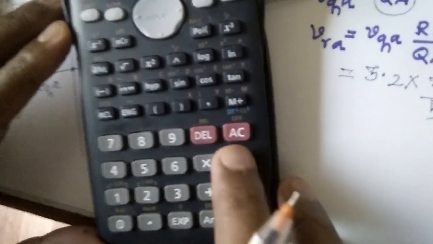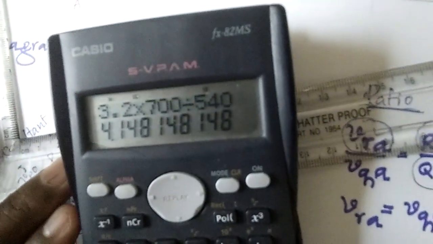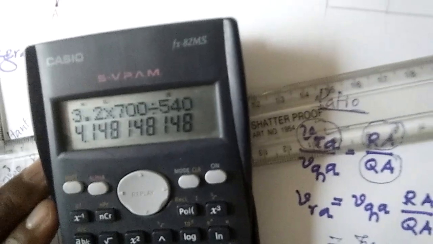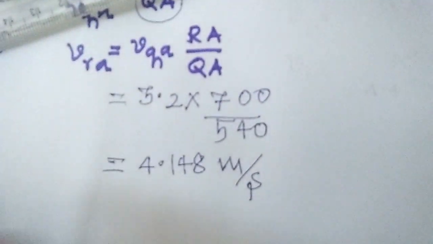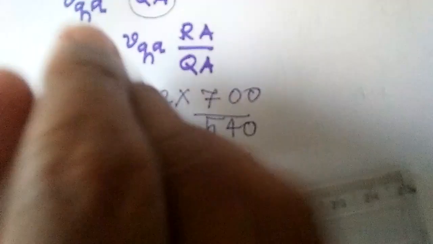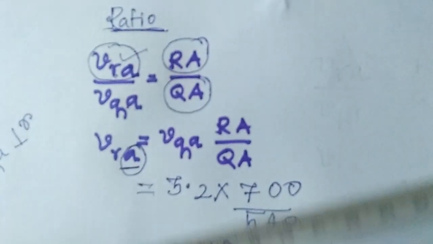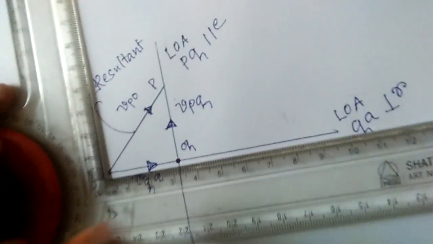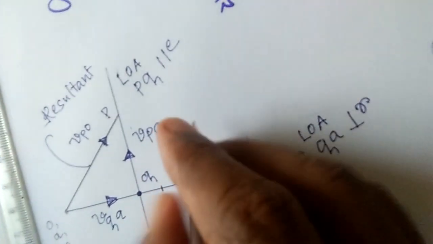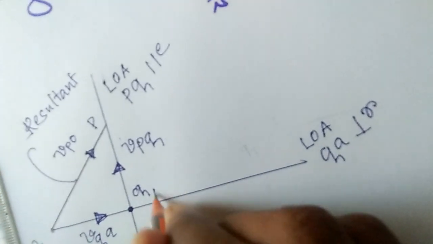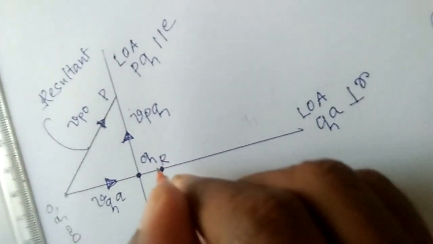This comes as 3.2 into 700 divided by 540. It comes as 4.118. Then it is nearer to 4.2 centimeter by scale. You have to mark it with respect to what? With respect to RA. That is, RA comes here. It comes as 4.2, written here as 4.2. This is nothing but R. I have taken this point as R.